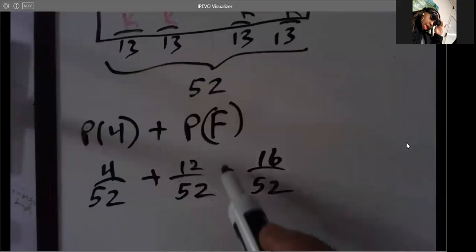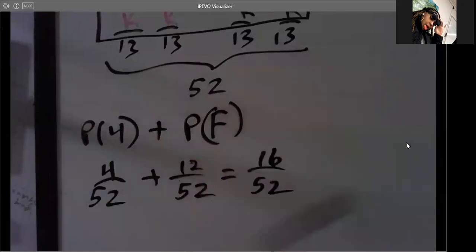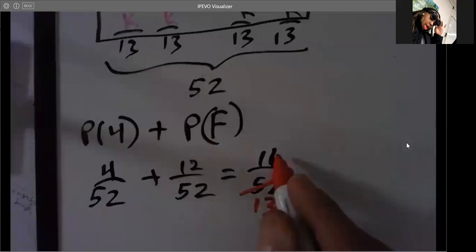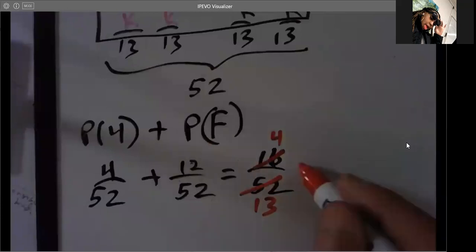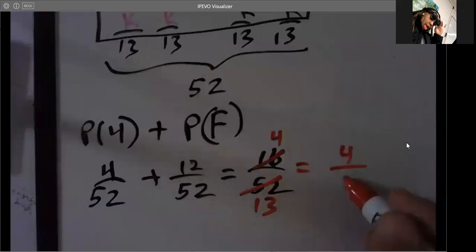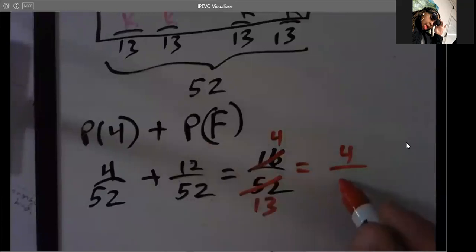And we know 4 goes into both because there's 4 suits in the deck. So 4 goes into 52, and that's 13. 4 goes into 16, well, 4 times 4 is 16, right? So our probability of drawing either a 4 or a face card is 4 over 13. Okay? And that's our answer.